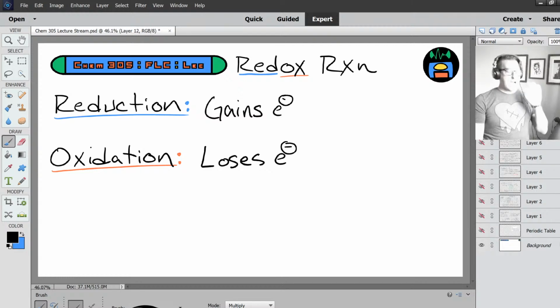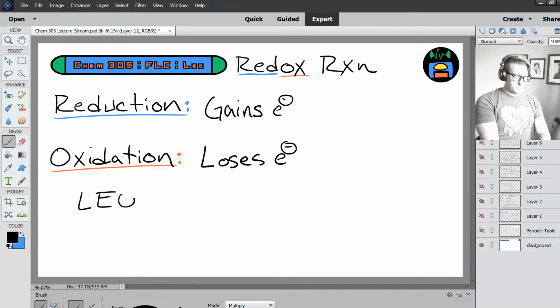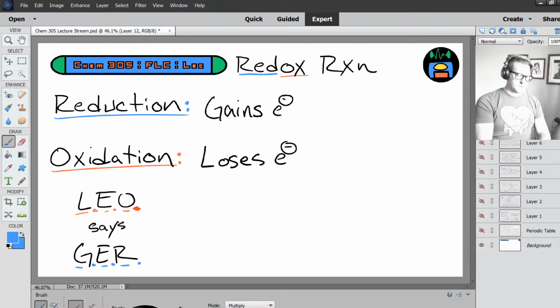All right, now how I know that and how I caught myself is with a little acronym that I use to help me remember: Leo says GER. Leo is an acronym that means lose electrons oxidation, and GER stands for gain electrons reduction.